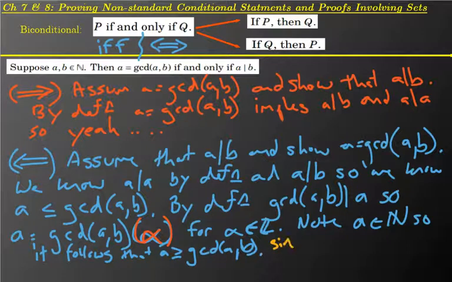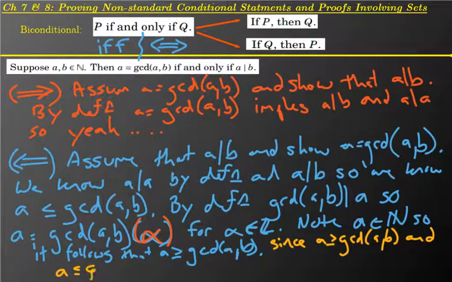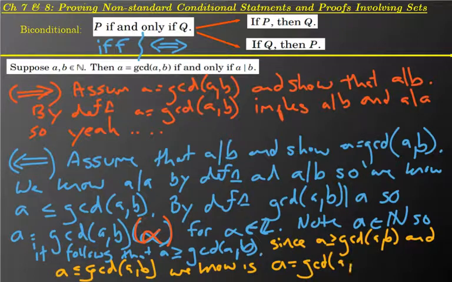Since A is simultaneously greater than or equal to the GCD of AB, and A is less than or equal to the GCD of AB, we know the only option is that A equals the GCD of AB. And that is what we wanted to show.